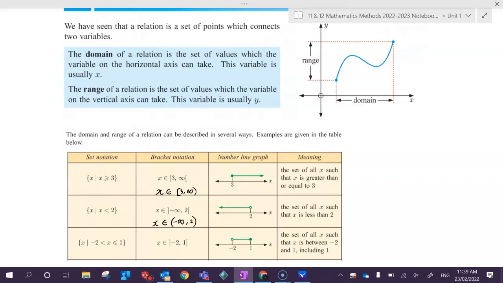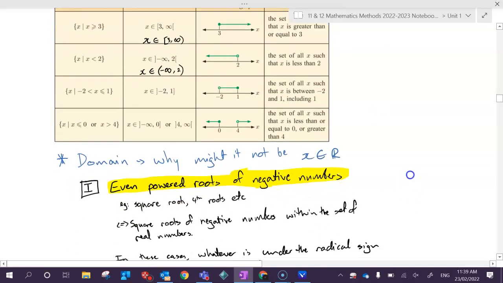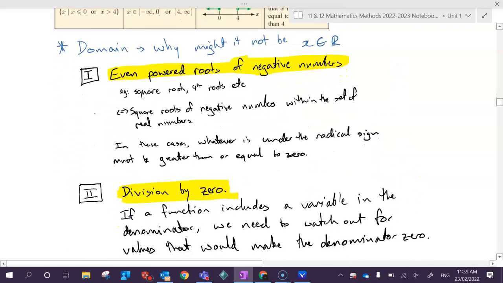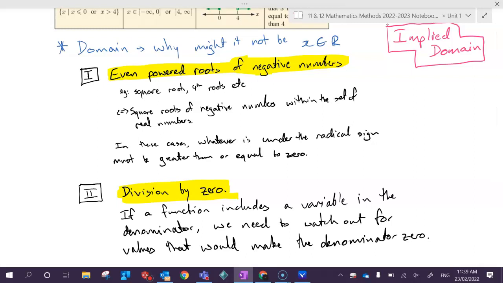The first little bit about showing the domain or range in different notation doesn't really matter to me. What I'm really interested in, and in the textbook they talk about this being implied domain. Usually, with most mathematical functions, we can substitute in any number and we can get an answer out of it.